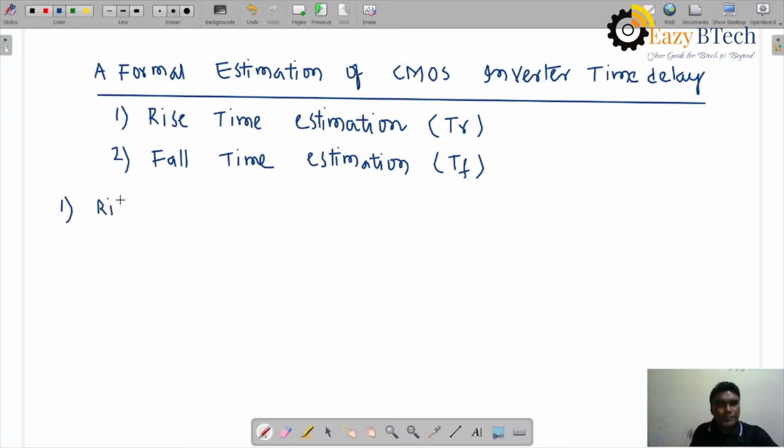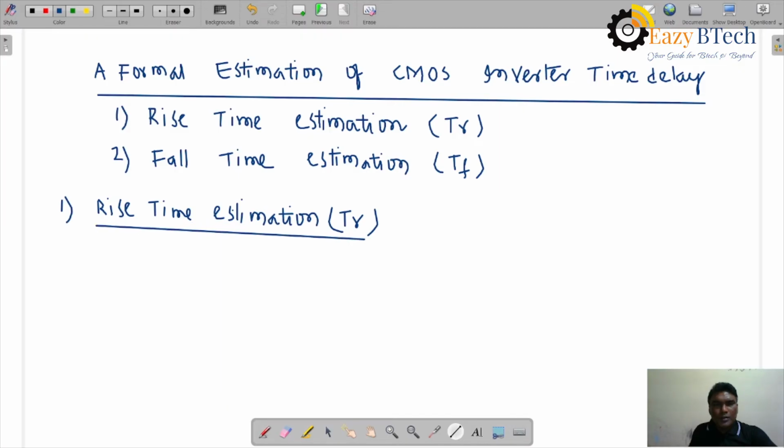First one, rise time estimation TR. Let us see this circuit. The rise time of the output. So when it is taken, this is a PMOS transistor, right?